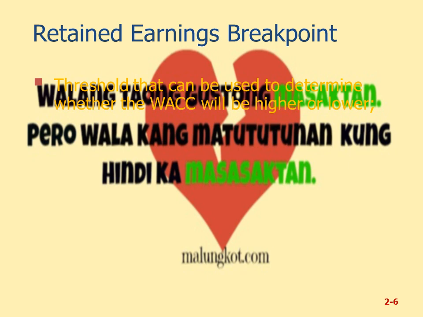For example, if the retained earnings breakpoint is 5 million, you need 8 million. It means that you have exceeded the 5 million. Because of that, you will have a higher WACC because you will use new common stock. But if the amount needed for a certain project is only 5 million, your RE breakpoint is 5 million, you're within the threshold. So meaning, you'll have a lower WACC because for the equity portion, you only need to use the retained earnings. Okay? So that's the application of retained earnings.